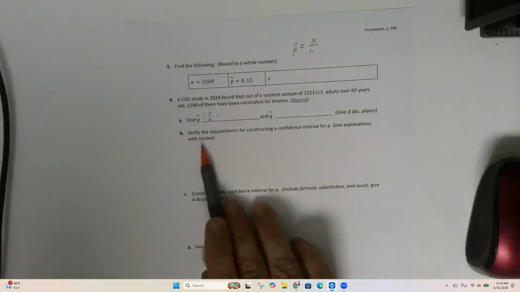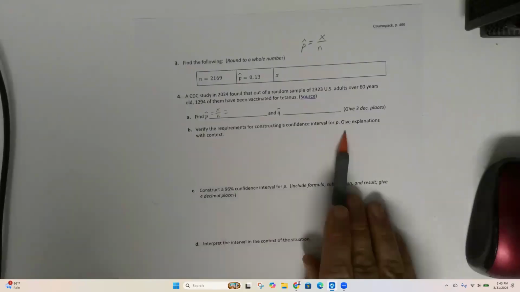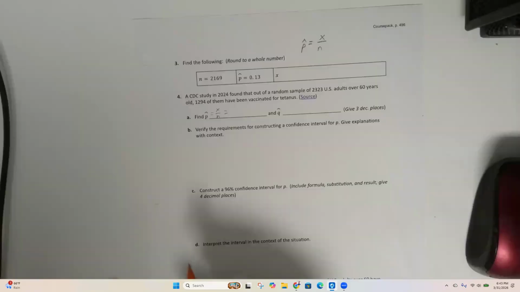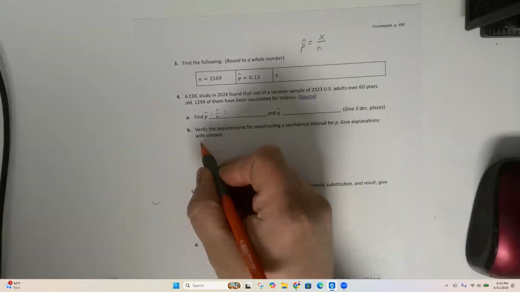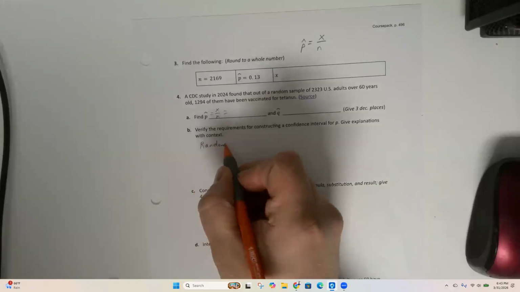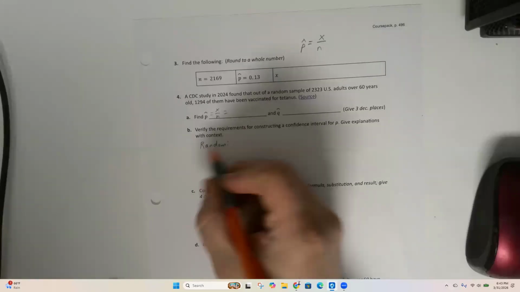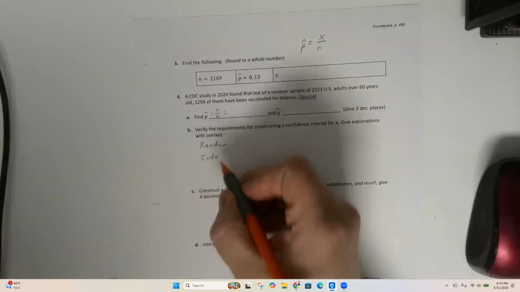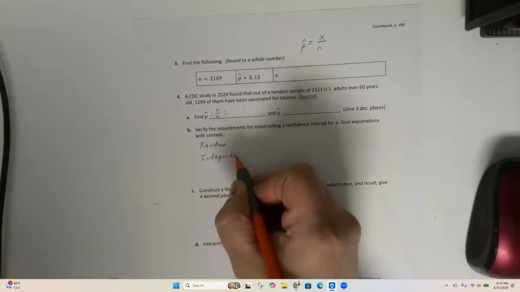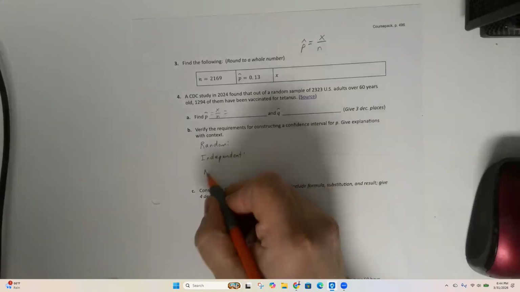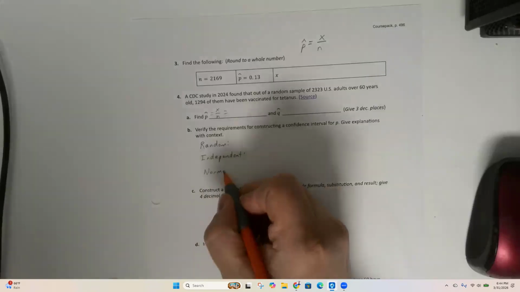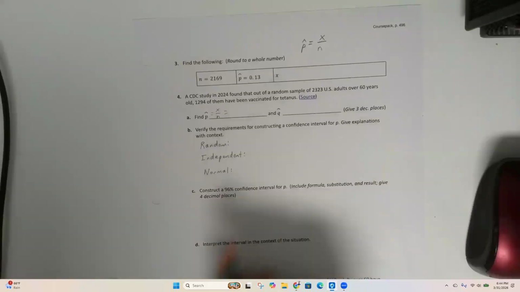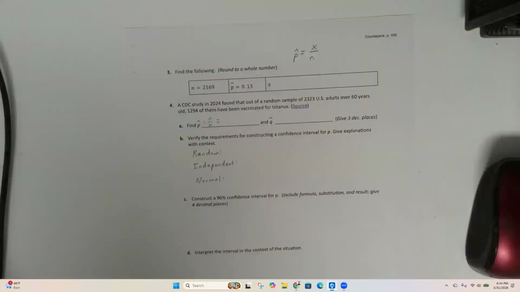Part B, verify the requirements for constructing a confidence interval for P. Give explanations with context. So for this, you need to make sure that your sample is random. Your sample size is not too big, so independent. And your sample size is big enough, so you need to check normal. Okay.